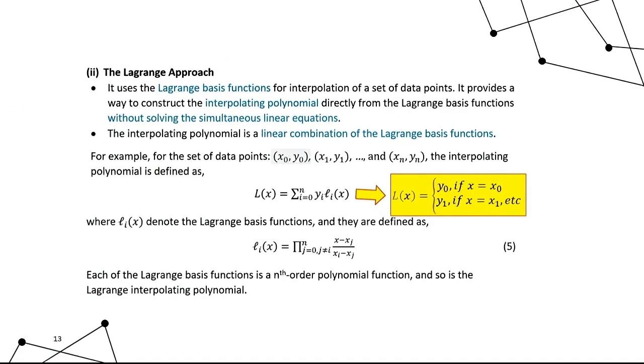Think about what this means. When we calculate our final polynomial L of x at one of our data points, say x equals x_k, every single term in that summation becomes 0, except for the one term where the basis function is l sub k of x. Therefore, L of x_k equals y_k, where k equals 0, 1, etc., as shown.